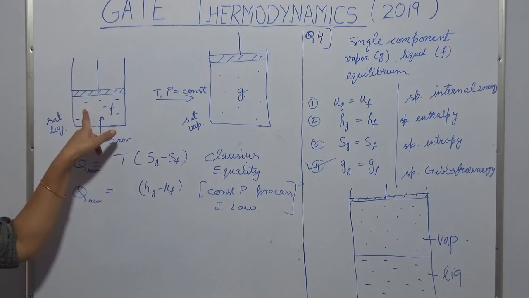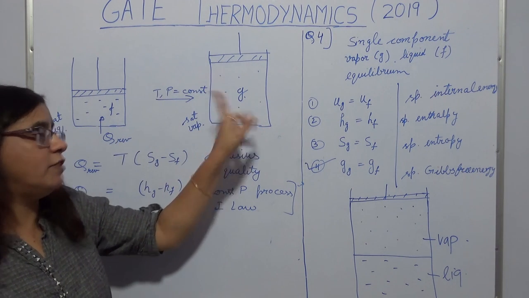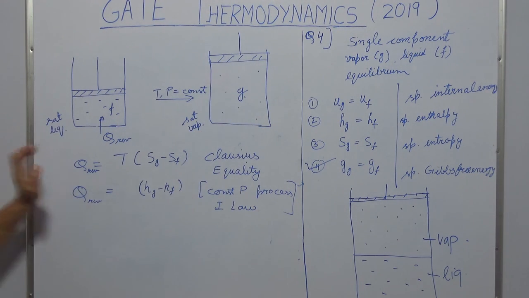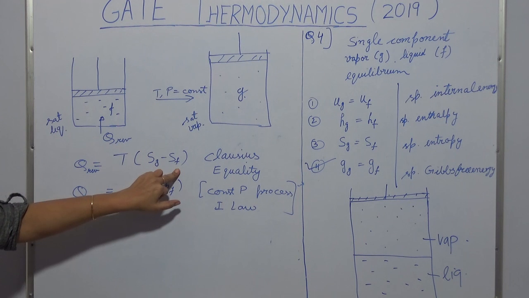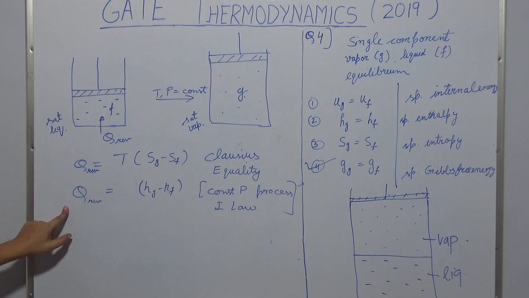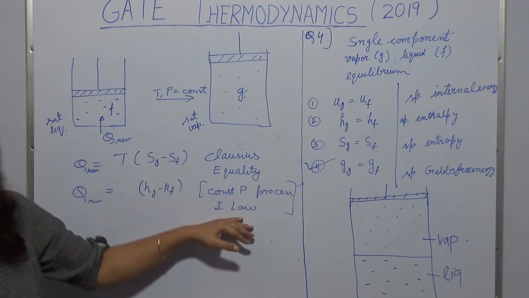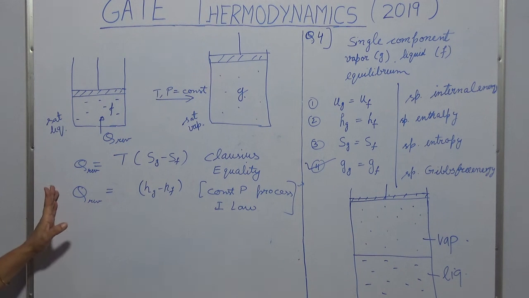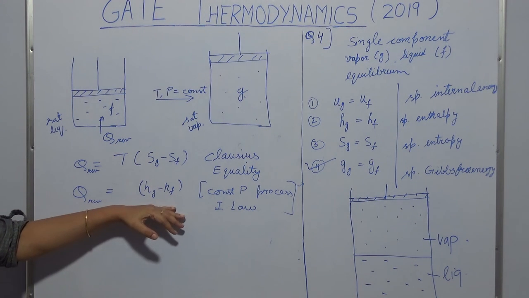Okay, so 1 mole of saturated liquid, I am supplying heat and converting it to saturated vapor, right? Now from the Clausius equality, I can write that the Q reversible which is supplied is equal to T times (Sg minus Sf). Now we also know that because this is a constant pressure process, when I apply the first law, the heat supplied is equal to the change in the specific enthalpy.